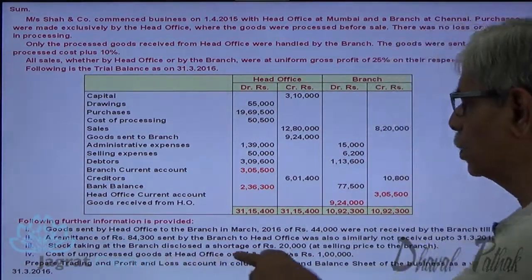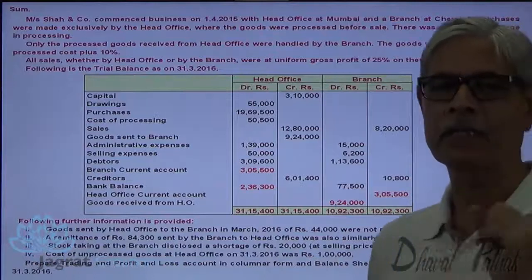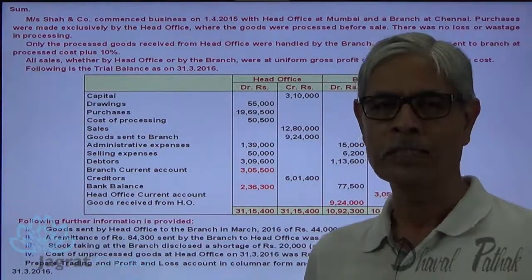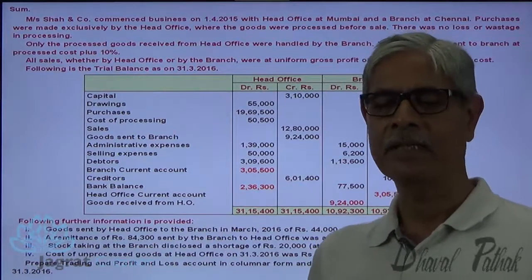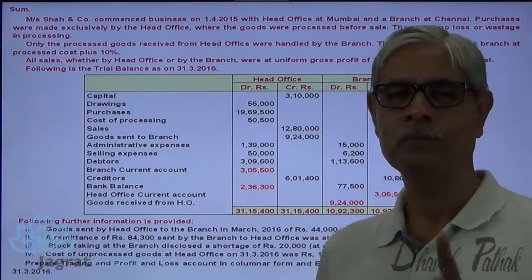Cost of unprocessed goods at head office. This is the closing stock of raw material given. Unprocessed goods raw material is given. So its effect is simple. Balance sheet asset side, trading account credit side. Whose trading account? HO.